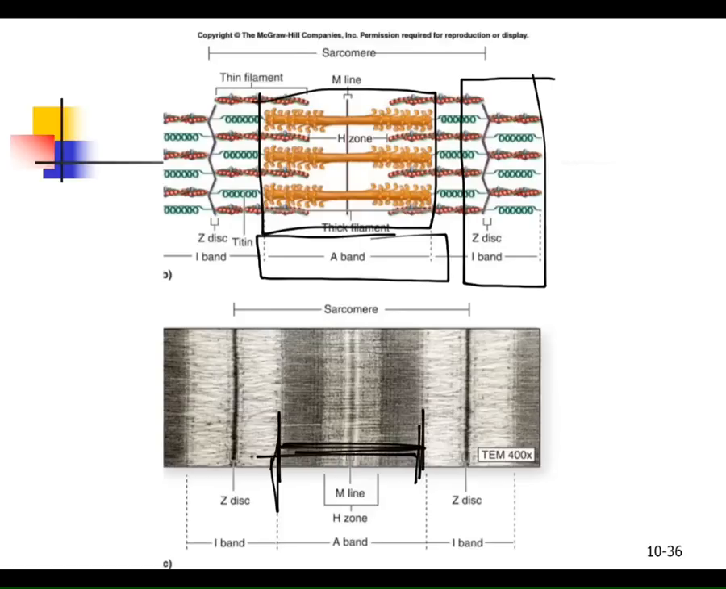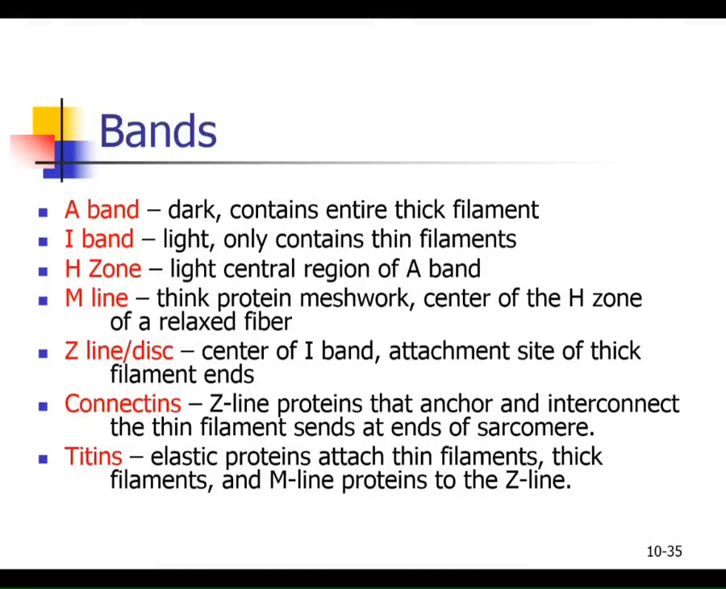So if we go back and take a look, here they are in words. From Z to Z, that defines the sarcomere. The M line was right down the middle. The I band is where I only have the thin filaments. The A band is only where I have the thick filaments. Don't worry about H. Don't worry about connectins. Don't worry about titans.